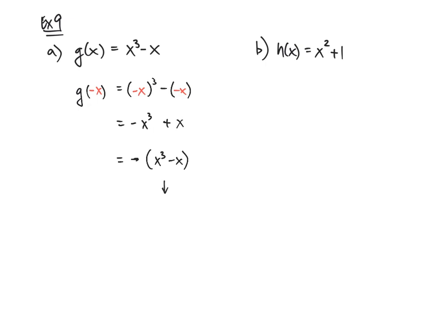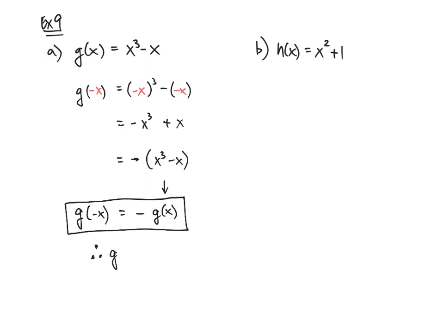So this is g of x. And so we have just proven that when you replace x with negative x, you get the exact opposite of the function. So this proves that g of x is an odd function, which means it has origin symmetry.